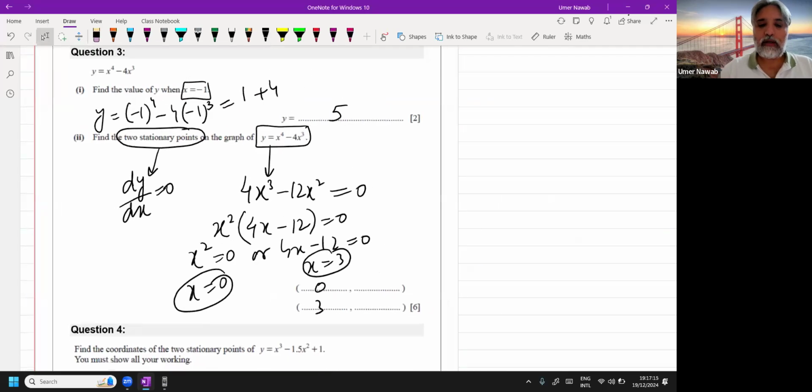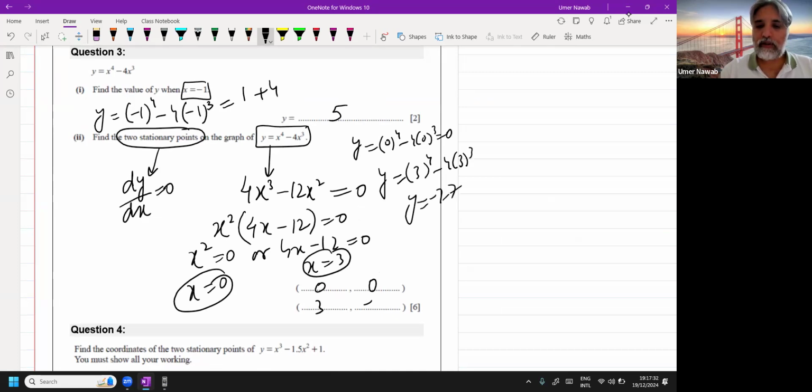Now we need to plug these values of x into the original. So y is equal to 0 power 4 minus 4 times 0 cubed, which will give you 0. And if you put x equals 3, 3 power 4 minus 4 times 3 power 3, it gives us y is equal to negative 27.